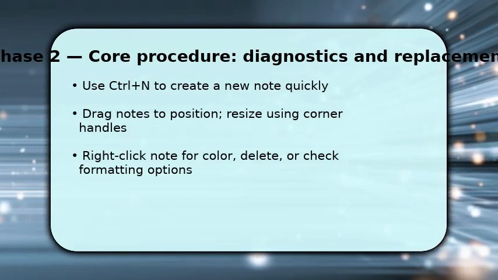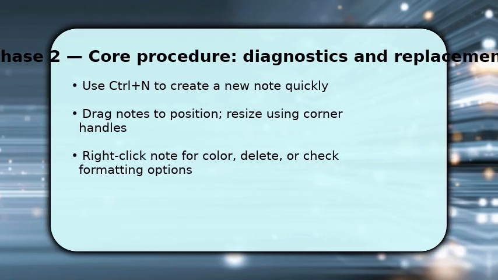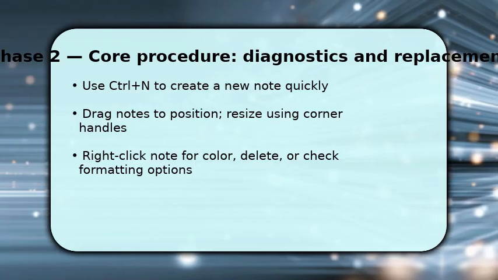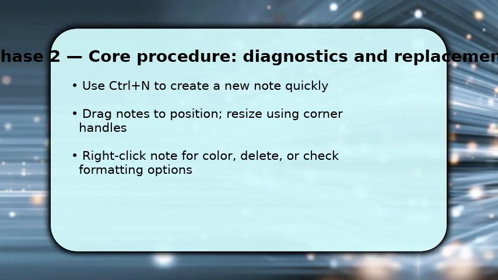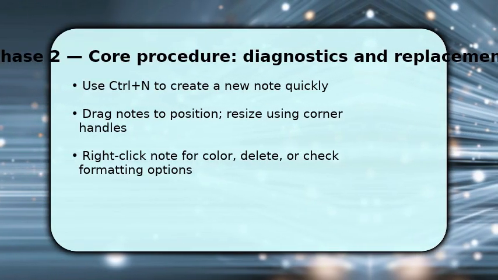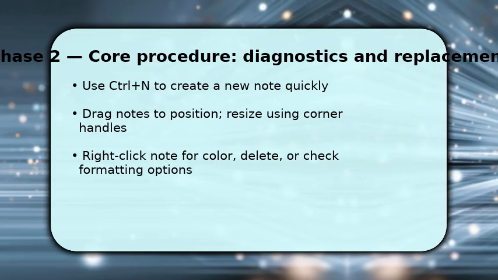Once notes exist, drag each one to an intuitive place on the desktop, group related tasks together, and resize using corner handles to fit content. Use right-click to change colors for visual priority or select formatting tools for bold and bullet lists. This helps you scan quickly.